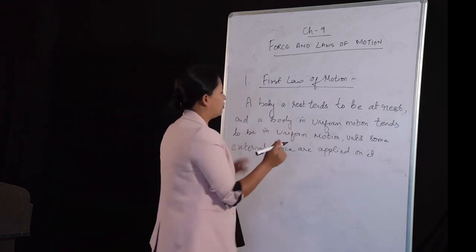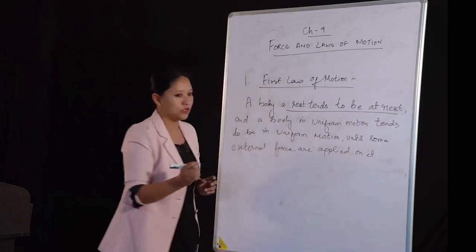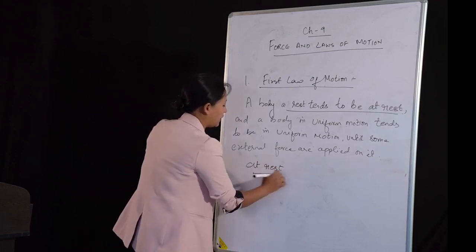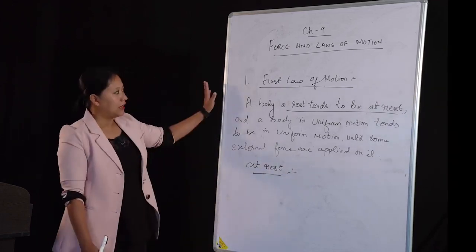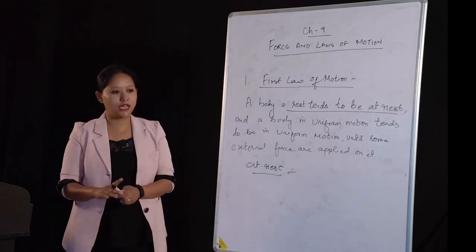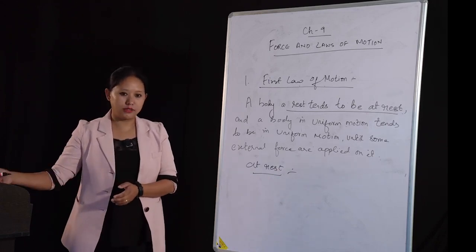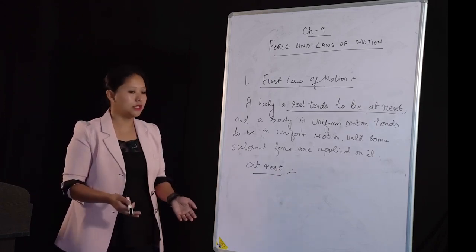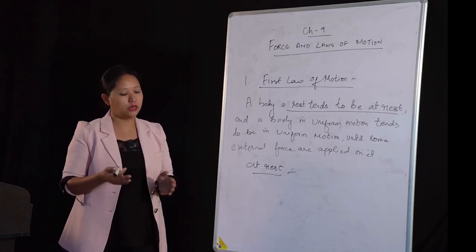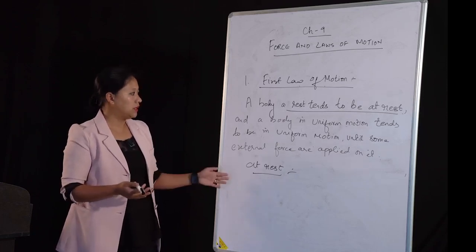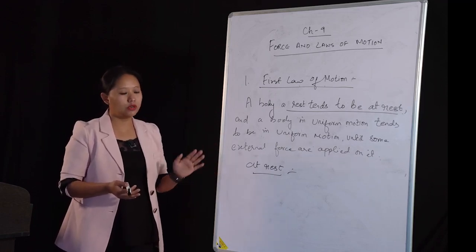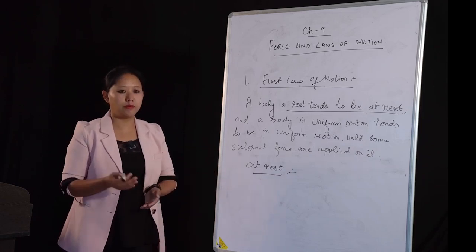The first part is a body at rest tends to be at rest. What do you mean by that? At rest means which is not moving. Suppose I have kept my pen on the table. The pen will not move on its own until and unless somebody comes and applies some force, and you pick it up or you pull it or you push it, only then it will start moving. So any object that is at rest will not move until and unless some external force is applied on it.